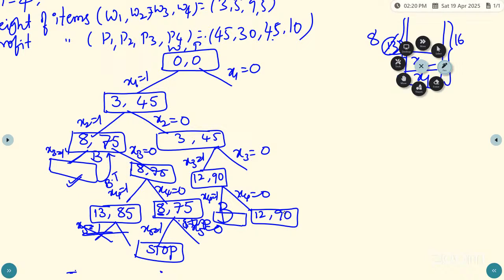But try to select a fifth item. The fifth item is not there. Then here the third item is not selected, which means 3, 45. Then there are two options: X4 may be selected or may not be selected. If it is selected, the fourth item's weight is 5 units, so 5 plus 3 is 8, and the fourth item's profit is 45 plus 10, 55.